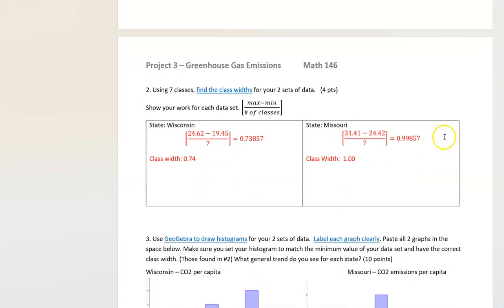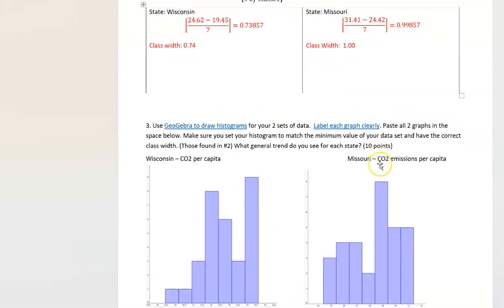Next thing you're going to do is take the data you found from number one and find your class widths for your two sets of data, using seven classes. So you can see here that I took my maximum minus my minimum divided by seven, and found that. There's a video on how to find class width and how to round that correctly. So make sure that you're doing that correctly as you go through there.